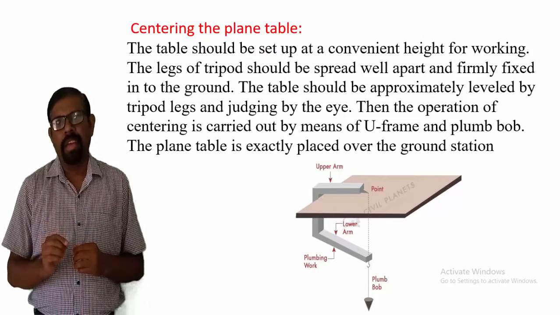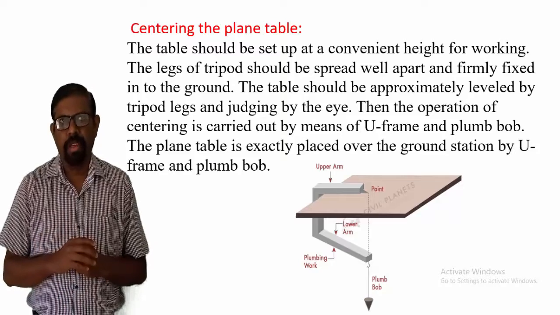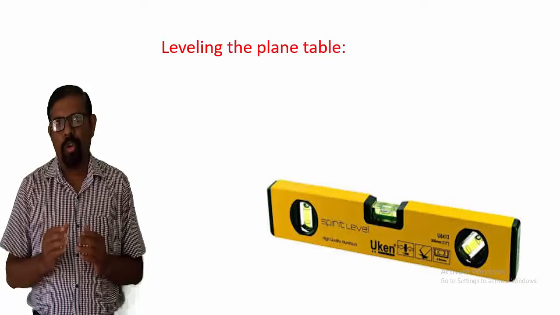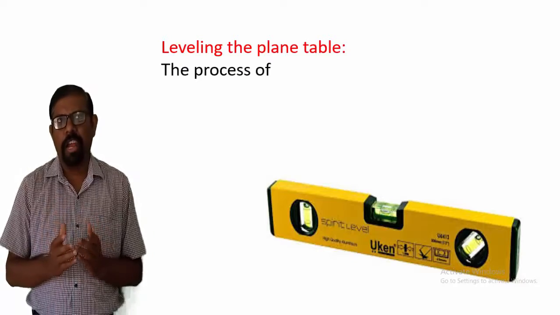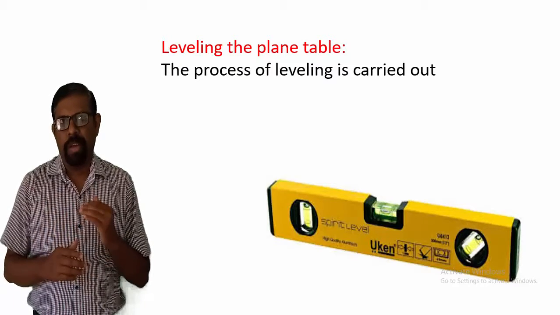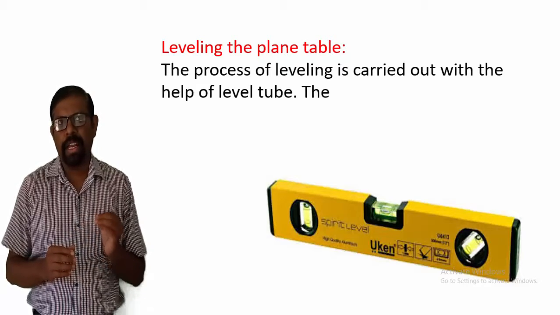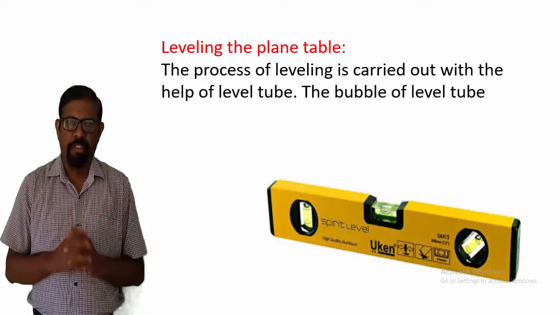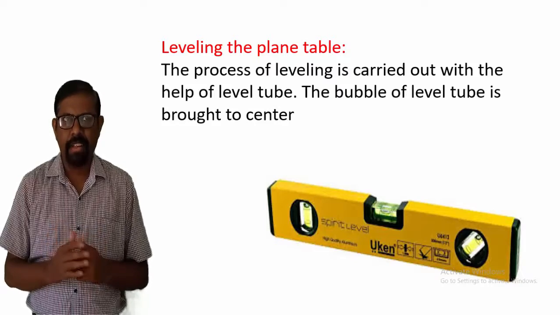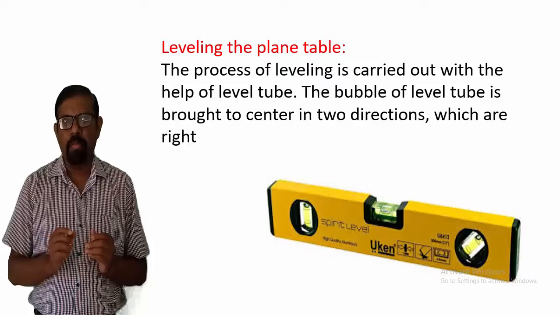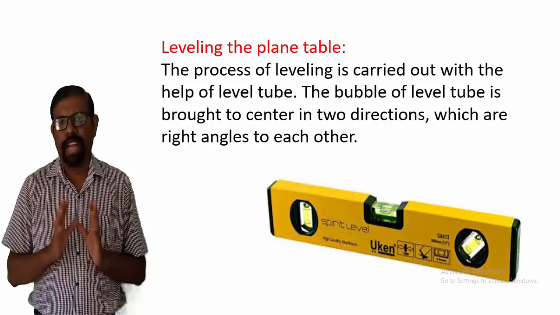Then second, leveling the plane table. The process of leveling is carried out with the help of a level tube. The bubble of the level tube is brought to center in two directions which are at right angles to each other. This is achieved by moving the legs of the tripod.